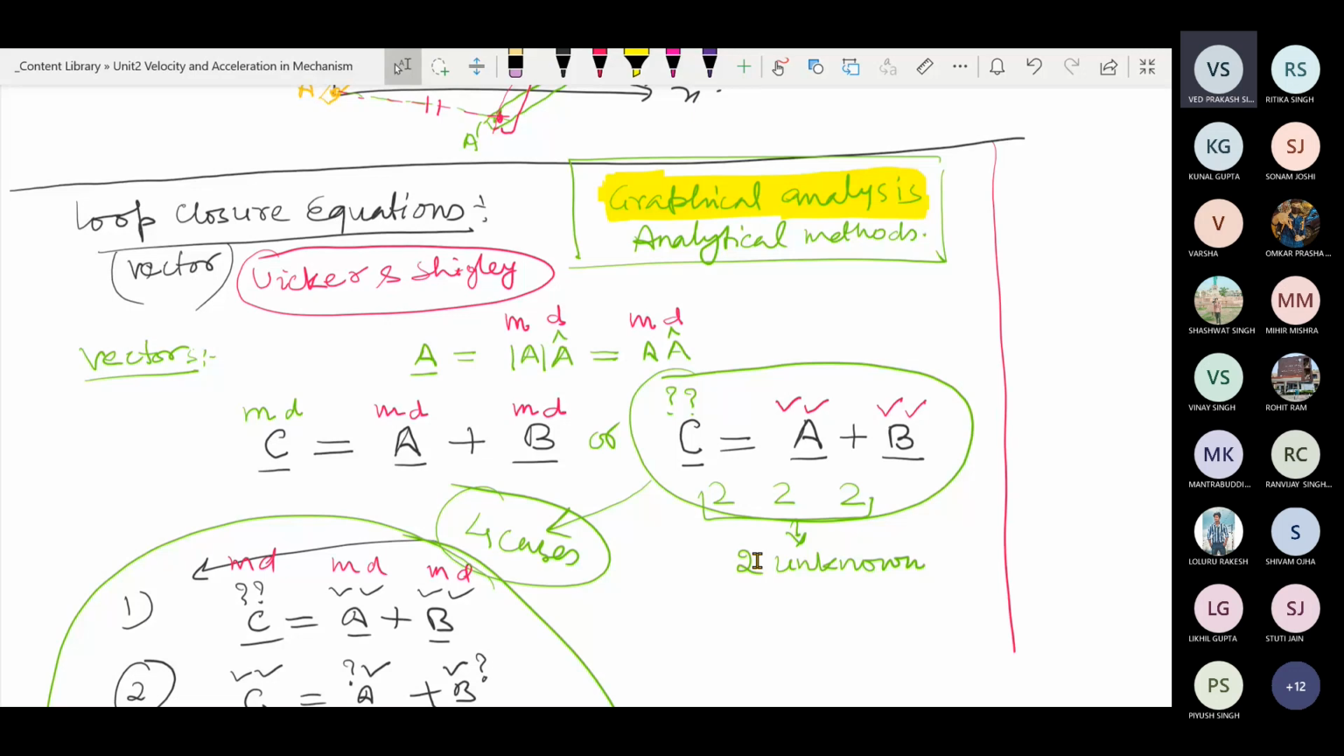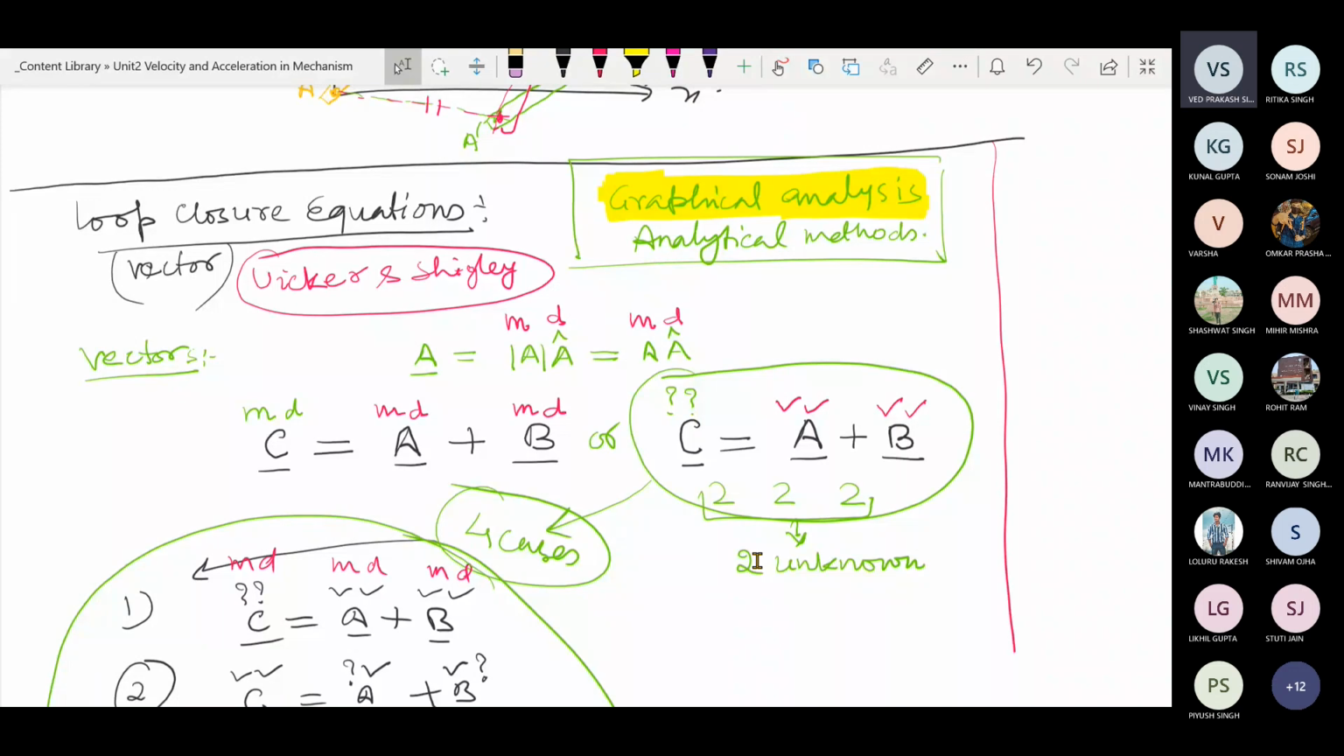So in the loop closure equation, what are we writing? We are writing the position vectors. If you have written the position vector, you differentiate it, what you will get? The velocity vector. You differentiate it again, what you will get? Acceleration. So overall, we have a clear idea about the velocities, the accelerations, and the relations. Once the relationship is known, we can go for the graphical method.